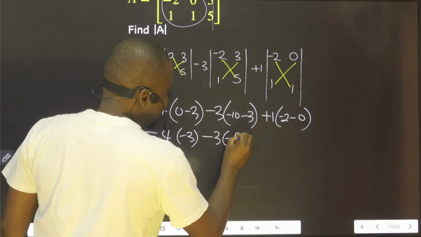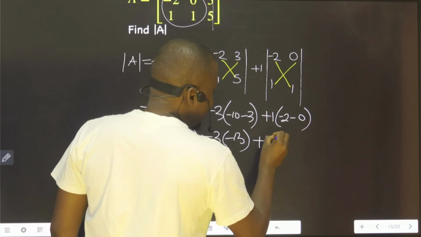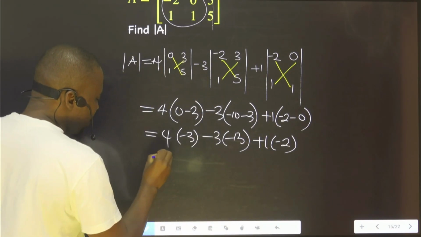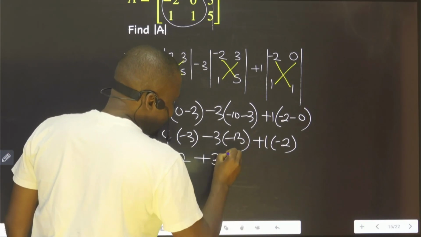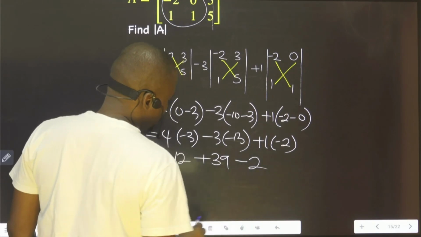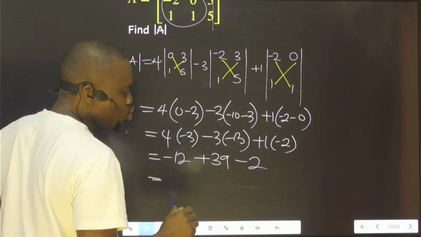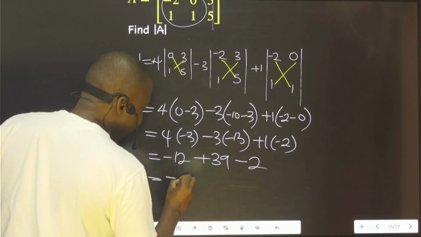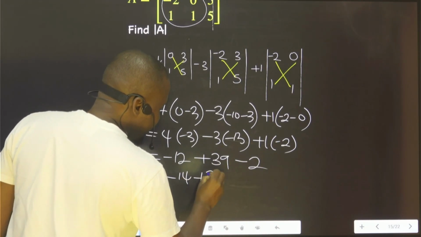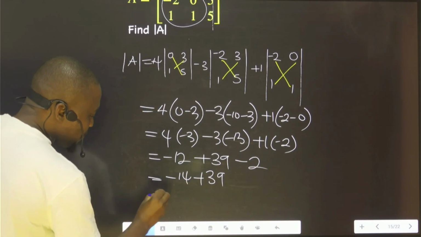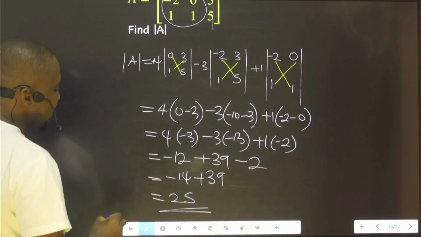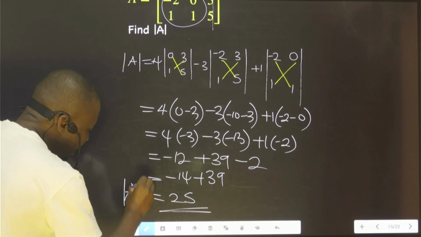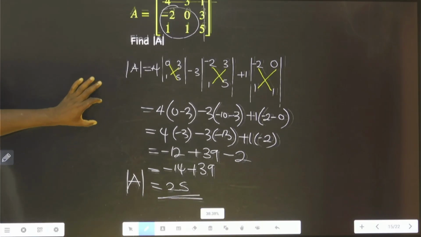This is minus 13. This is minus 2. This will give us minus 12. This will give us plus 39. This will give us minus 2. Which is minus 12 minus 2 is minus 14. Plus 39. If you subtract this now, you agree with me, you're going to have 25. 25 is the determinant of A. Okay?